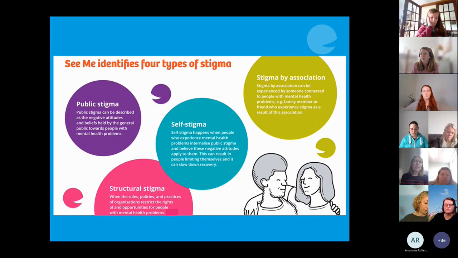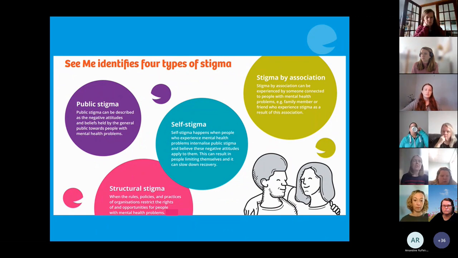The second one, in the blue box in the middle there, is self-stigma, and self-stigma happens when people who experience mental health problems internalise that public stigma. So all of those negative attitudes and beliefs start to become believed by the person living with a mental health problem, and this really can result in people limiting themselves and also slow down recovery. The Scottish Mental Illness Stigma Study really highlighted the scale of self-stigma as well, with lots of people having a lot of feelings of shame, absorbing and internalizing those public stigmas that they've been hearing or reading or watching about people.